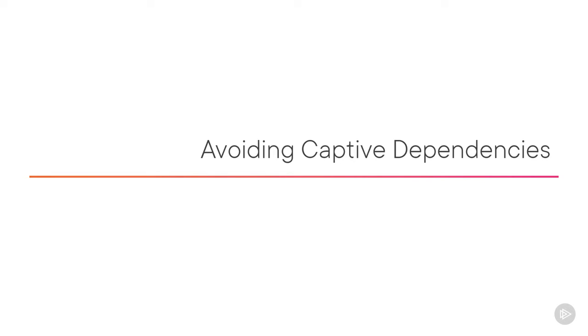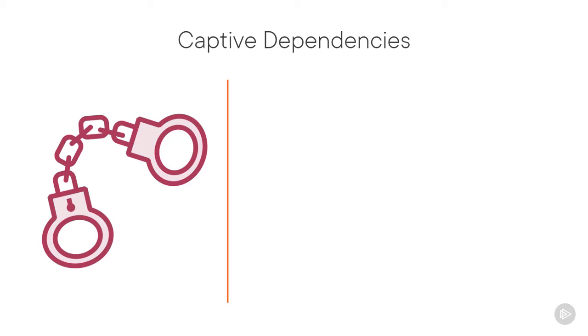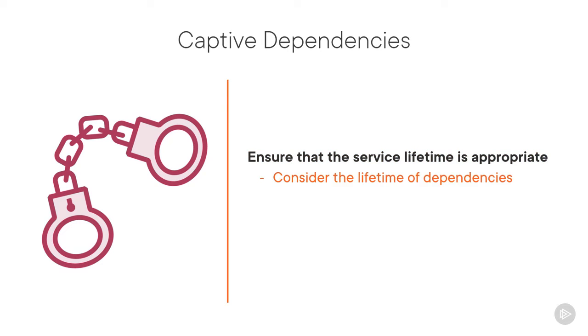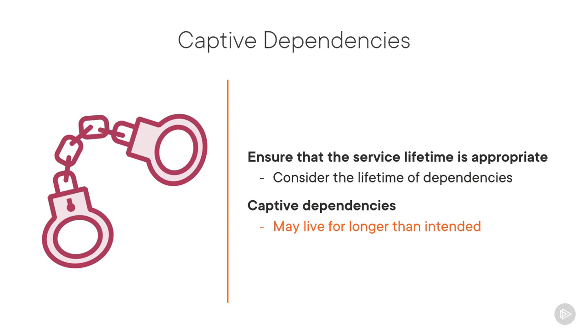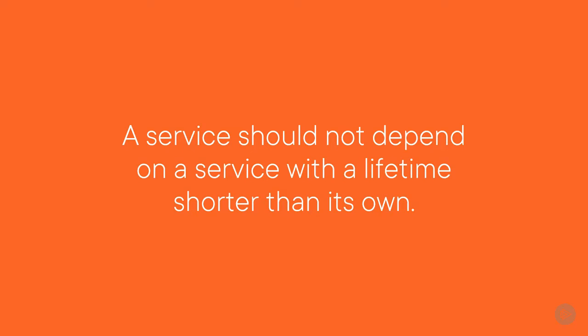When registering your dependencies, it's crucial to ensure that the chosen lifetime is appropriate, considering any dependencies that the service has of its own. This is necessary to avoid something called captive dependencies, which is where a service may live for longer than is intended. A service should not depend on a service with a lifetime shorter than its own.